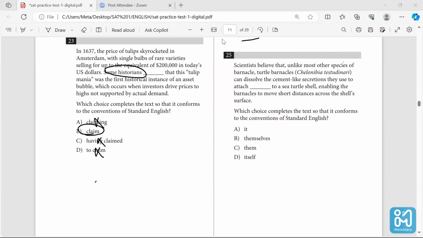Yeah, Ben. It's B. Why is it B? It's the one that works. I'm talking about turtles. Turtles attach them, unlike most species of the other species. They attach them, so this is the right one.